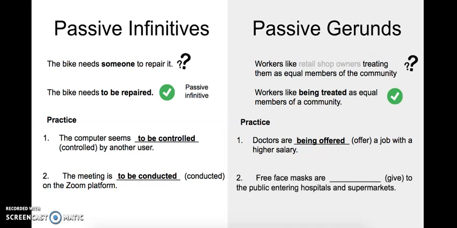Let's try another one. Free face masks are, and the verb give, to the public entering hospitals and supermarkets. What do you think would go in the gap using a gerund? That's right. Free face masks are being given to the public entering hospitals and supermarkets.